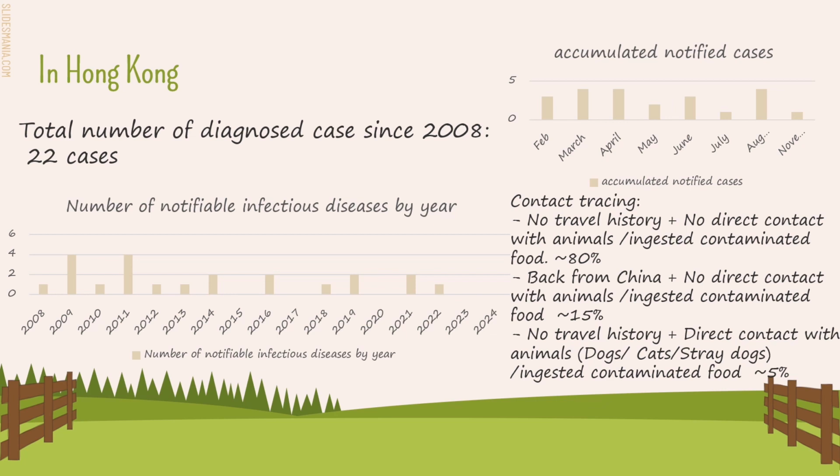And those who came back from China, with no direct contact with animals and no ingestion of contaminated food, were around 15%, and those with no travel history but direct contact with animals, for example dogs, cats, stray dogs, and no ingestion of contaminated food, were around 5%. From the article that they published, they found that all contact persons of the infected candidates were asymptomatic and not infected. The results failed to show any correlation or factors that affect Q fever infection in Hong Kong, as no significance was noted.